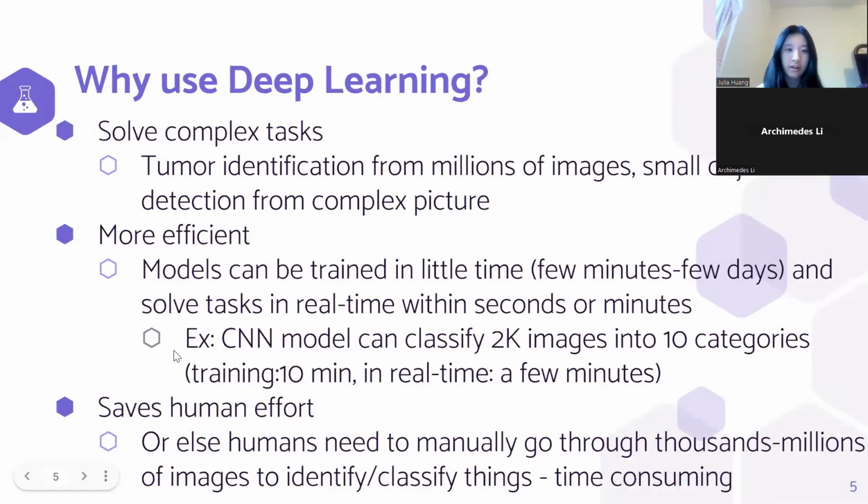So why do we use deep learning? Deep learning can solve a lot of complex tasks. For example, it can do tumor identification from millions of images. It can do small object detection from complex pictures. For example, if a camera is trying to scan the beach for trash, it can take pictures of the beach and then identify the smaller pieces of trash.